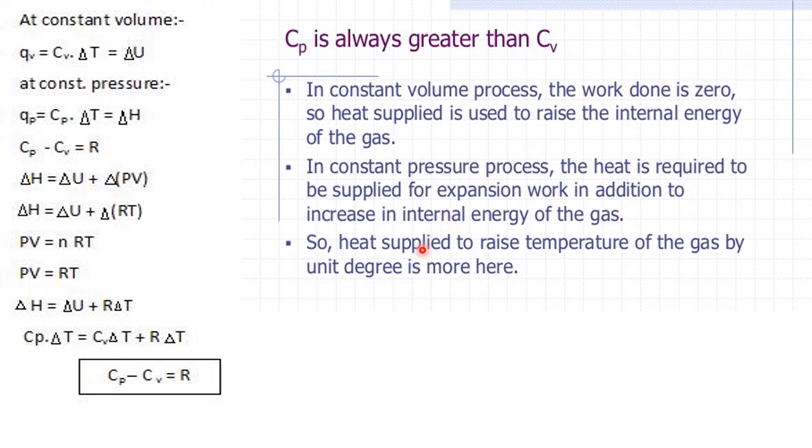That's why, let's conclude: the heat supplied to raise the temperature of the gas by unit degree is more in the case of Cp than in the case of Cv. That's why Cp minus Cv equal to R, or Cp equal to R plus Cv. Something extra is there in the case of Cp that we will calculate whenever a numerical comes. So what did we learn today? Today we learnt heat capacity, then molar heat capacity, specific heat capacity, Cp, Cv, and the relation and the conclusion.